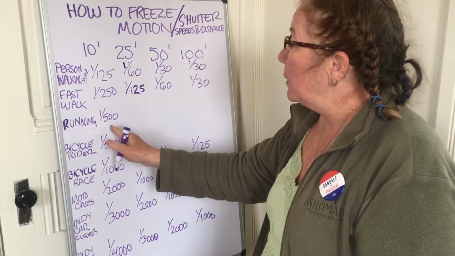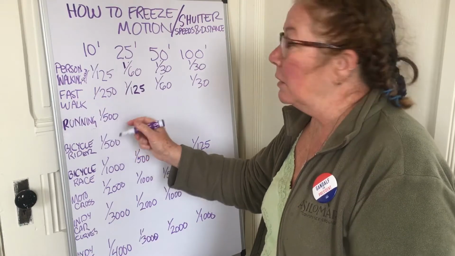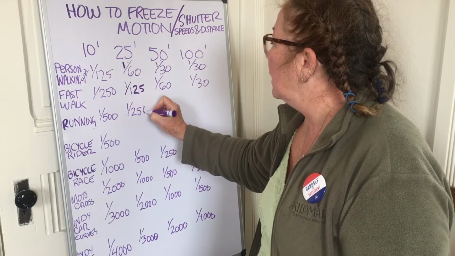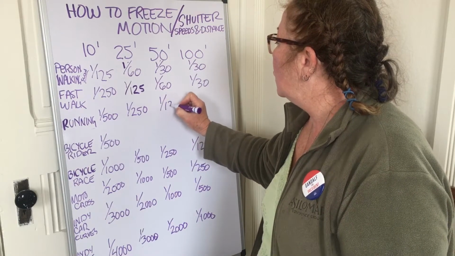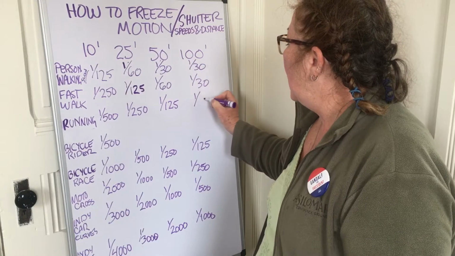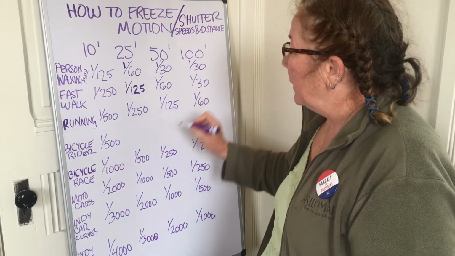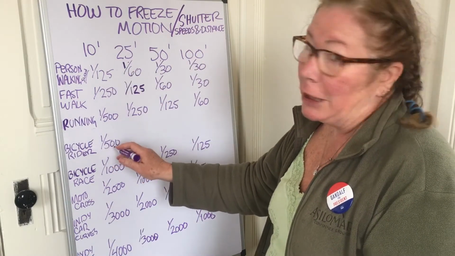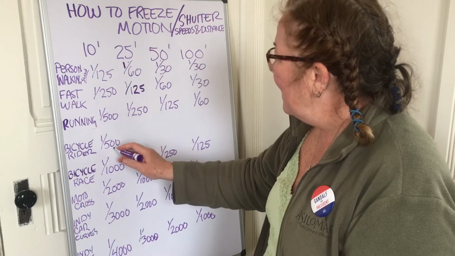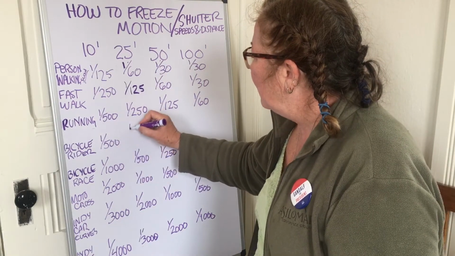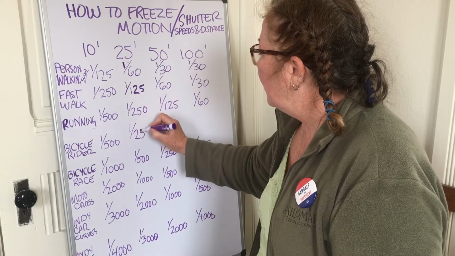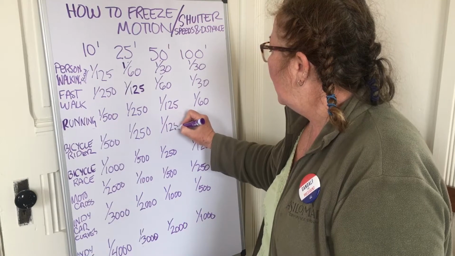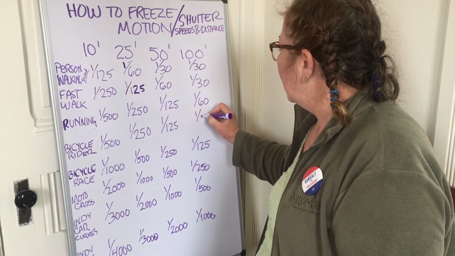Someone running, you can freeze motion at 1/500th of a second if you're 10 feet away. 1/250th if you're 25 feet away. 1/125th if you're 50 feet away. And if you're 100 feet away, 1/60th of a second. Same with a bicycle rider. If they're 10 feet away, then we have 1/500th of a second. 25 feet away, 1/250th. 50 feet away, 1/125th. And 100 feet away, 1/60th.